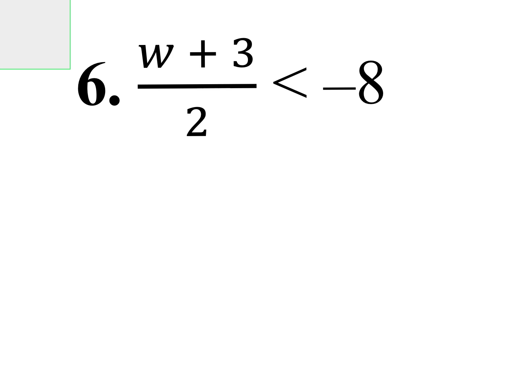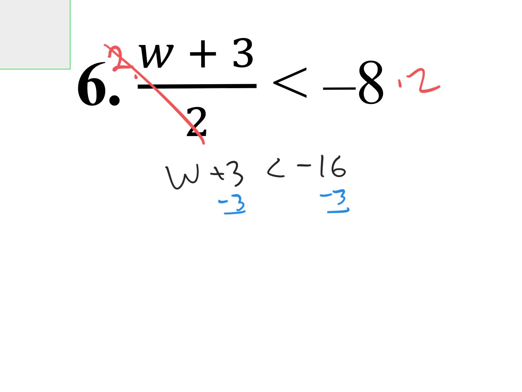And the way to get rid of something is do the opposite. So you're going to multiply by 2. And what you do to one side, you do to the other side, multiply by 2. The 2's cancel out. You will have w plus 3 left over is less than negative 16. And then there's just one more step, subtract 3, subtract 3. You will end up with w is less than negative 19. Notice that I did not flip the inequality symbol.